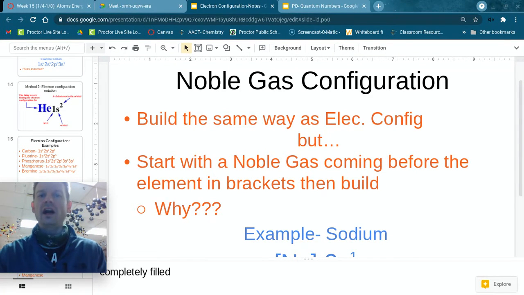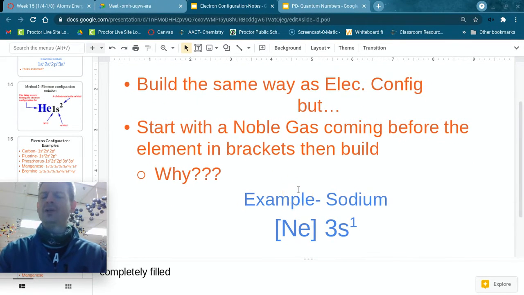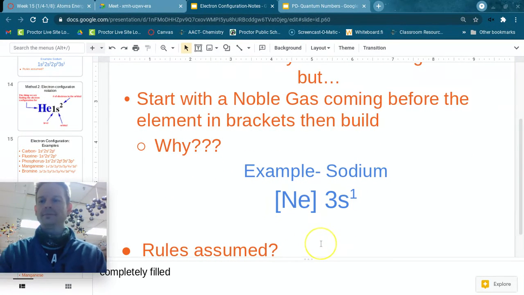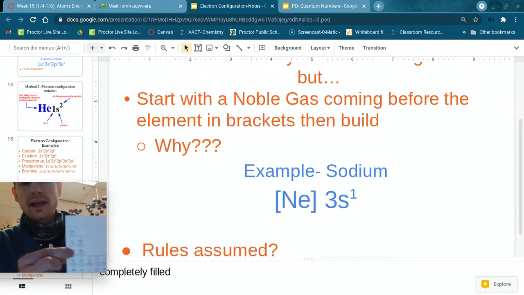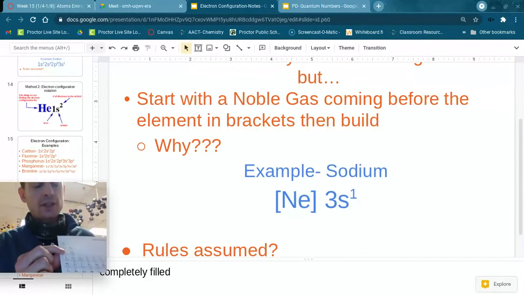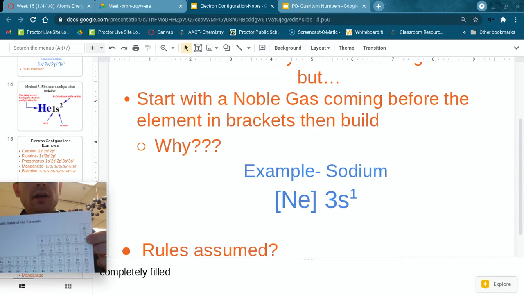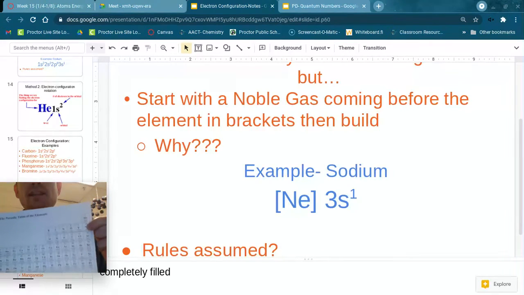So it's taking our electron configurations and just getting rid of some of it. And so you can see with sodium, right? Sodium is element number 11, so we are right here. All I would do is go up a line to period 2. I'd go to the noble gas in period 2, and that is neon. So I start with neon as my starting point.